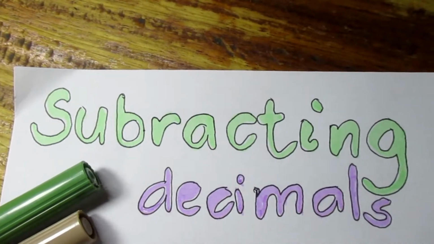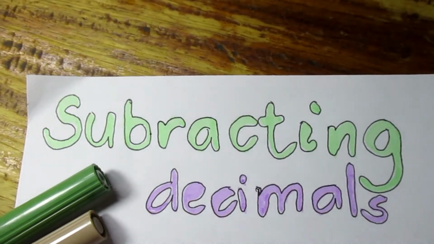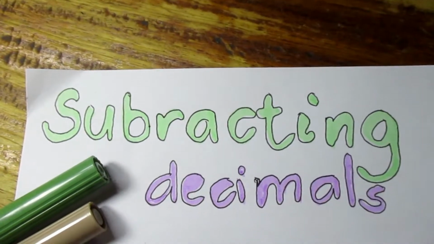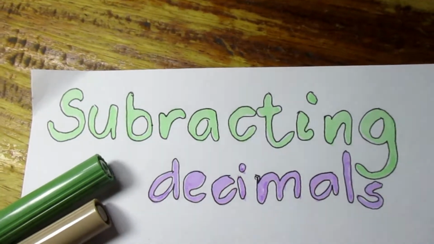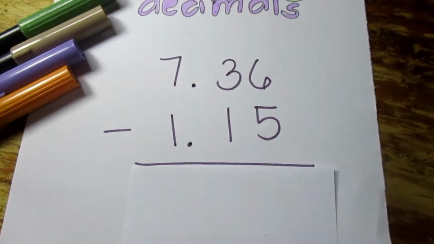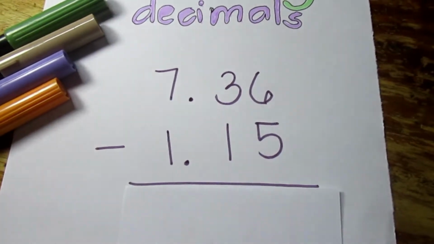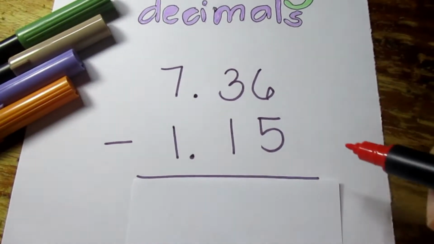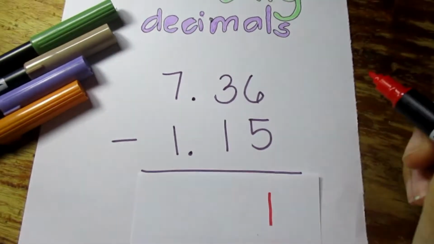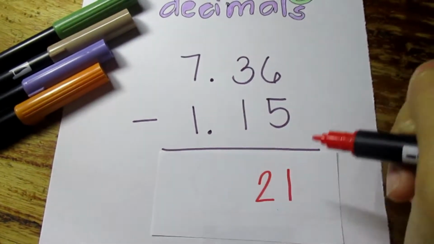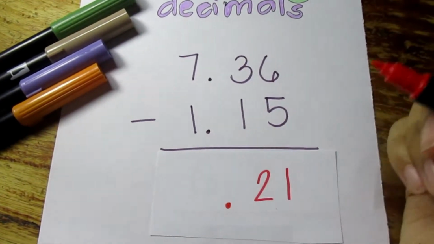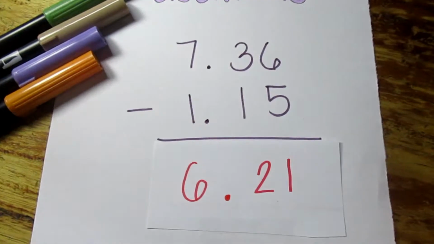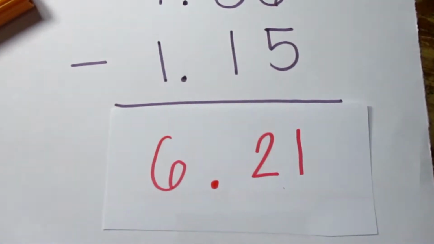Subtracting decimals. In subtracting decimals, just follow the same method. Line up the decimal point and just subtract using column subtraction. So here's an example. 7.36 minus 1.15. Just simply minus: 6 minus 5 is equal to 1. 3 minus 1 is equal to 2. Just put a point, and 7 minus 1 is equal to 6. So 6.21 is your final answer.